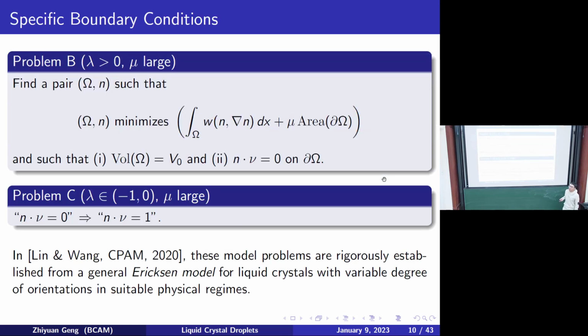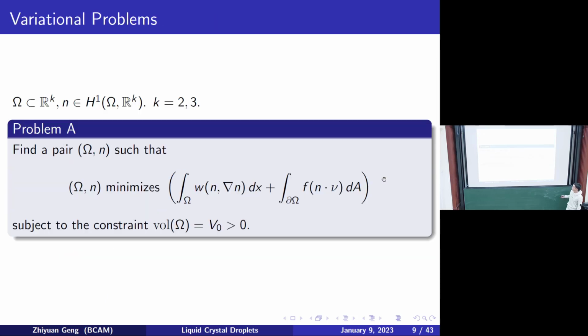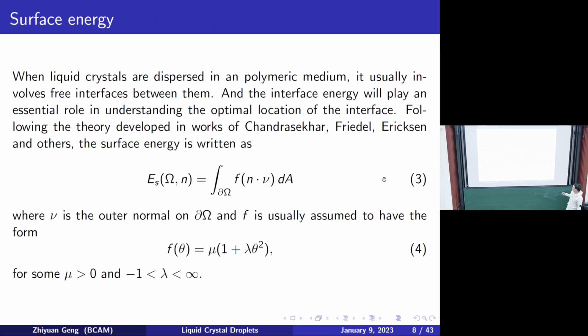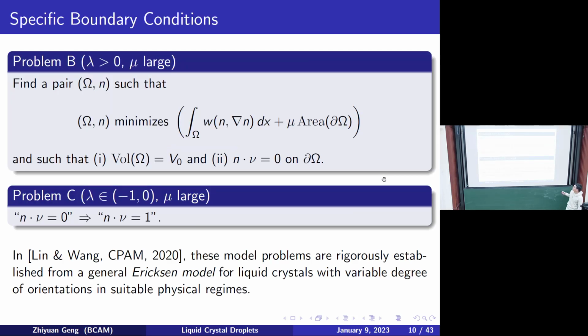In some special regions of the parameters, we have special boundary conditions for the director field n on the boundary of omega. If we look at this interface energy and consider lambda positive, and assume mu is very, very large, then we want n dot nu to be close to 0 on the boundary. In this limiting region, we get problem B. Again we have two terms, the elastic energy plus the perimeter of the domain, and two conditions: the first is the fixed volume condition, and the second is that n is orthogonal to the normal vector on the boundary. This is called the tangential anchoring boundary condition.